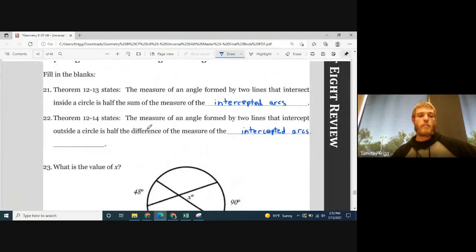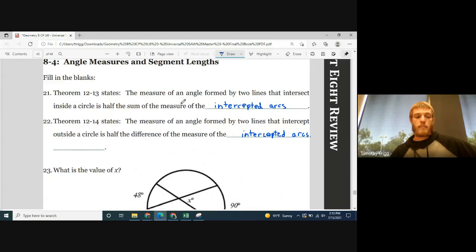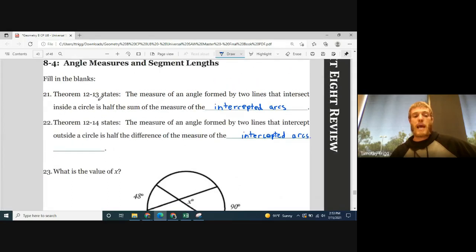All right, here's a couple more definitions you got to know. All right, I know these theorems, I know they hurt a lot of students, but just know for these two, their answers are the same. It's intercepted arcs, okay? So the measure of an angle formed by two lines intersect inside a circle is half the sum of the measure of the intercepted arcs, okay? We'll see this theorem in action in number 23.